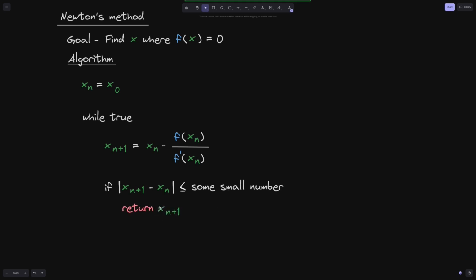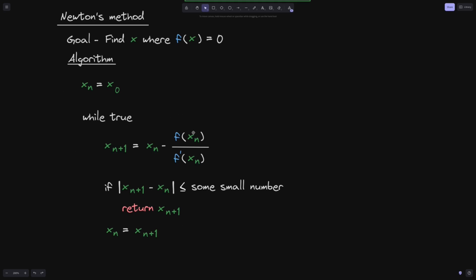In other words, when we plug this x sub n plus 1 into this function f, we'll get a number that is really close to 0. Otherwise, if x sub n plus 1 minus x sub n is not a small number, then we move on to the next iteration of the while loop, so we set x sub n equal to x sub n plus 1. And that is the basic idea for Newton's method.